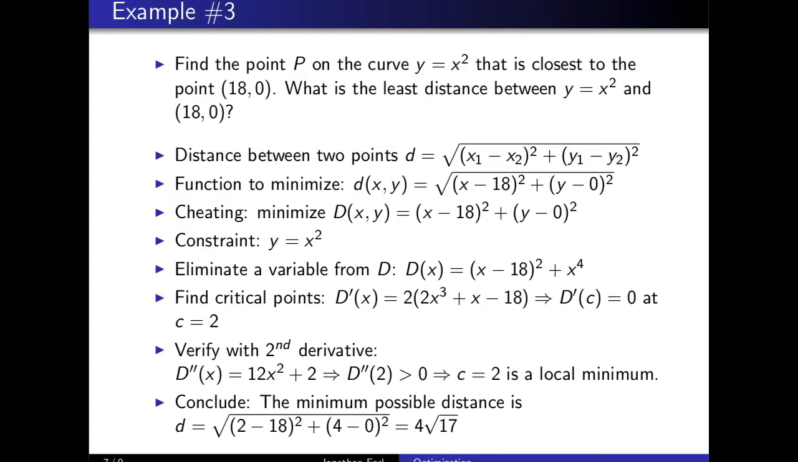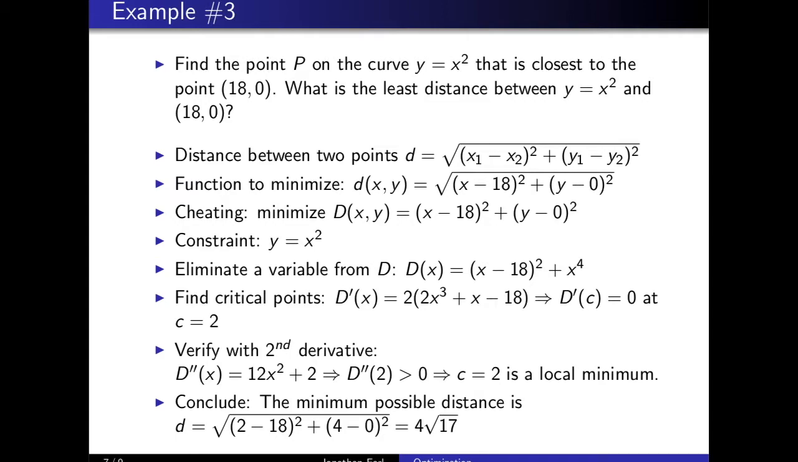And from this we can find the derivative to be 2 times the quantity 2x cubed plus x minus 18. And we can find pretty simply that this is going to be 0 at x equals 2. Then we can also find our second derivative, which is going to be 12x squared plus 2, and that's going to be positive for every x value, and particularly it's going to be positive at x equals 2. So it tells us we found a local minimum.